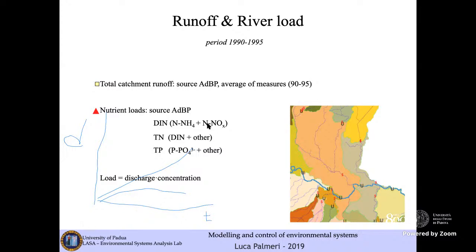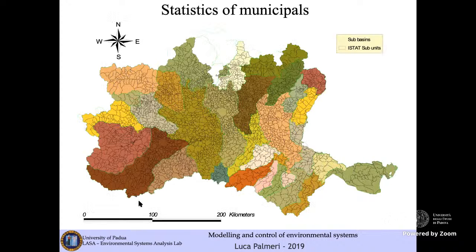behavior, because of course, while the discharge grows, you have a first effect of washout, and when the discharge increases further, the concentration stops increasing. So the first strong approximation is that of employing a linear relationship between load and discharge by multiplying discharge times concentrations.